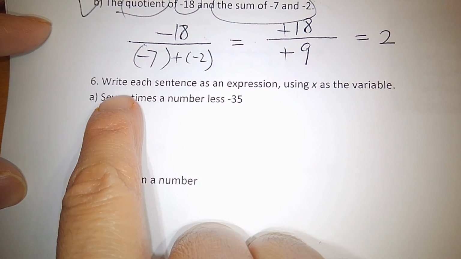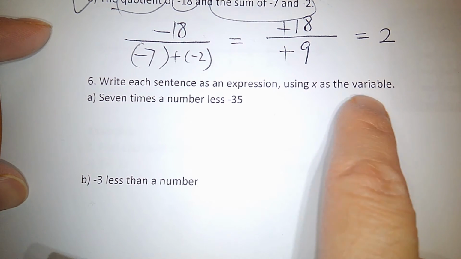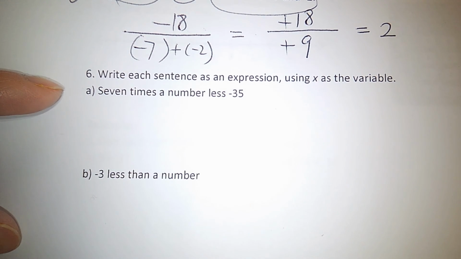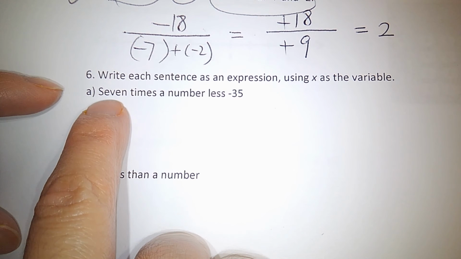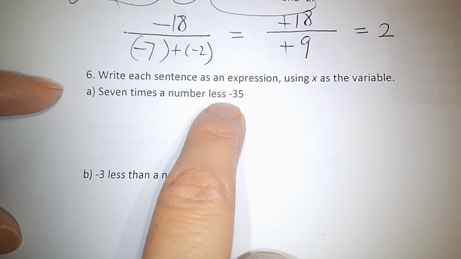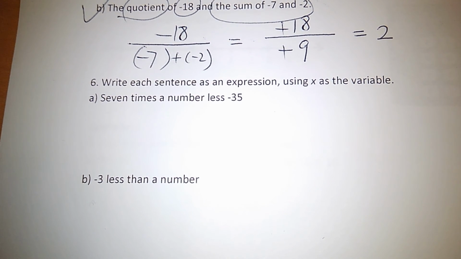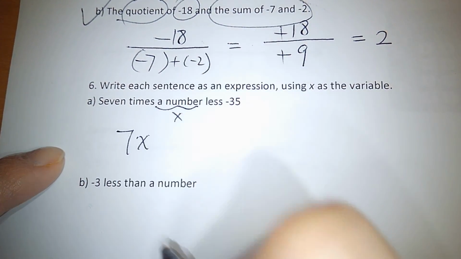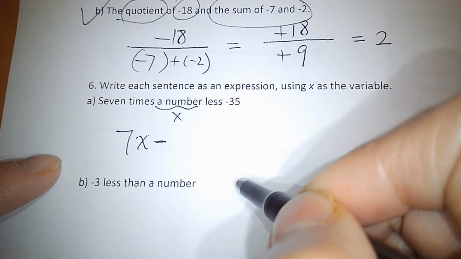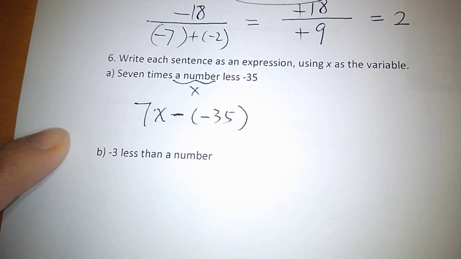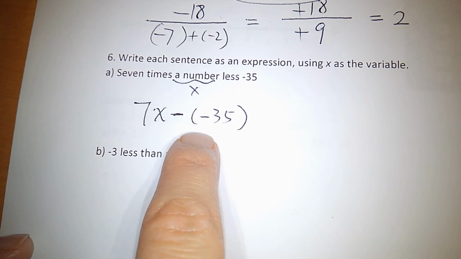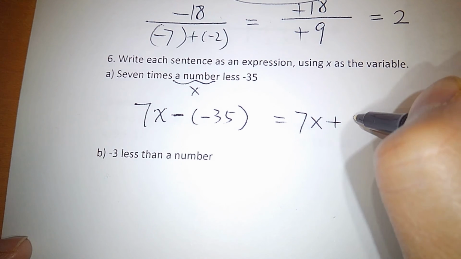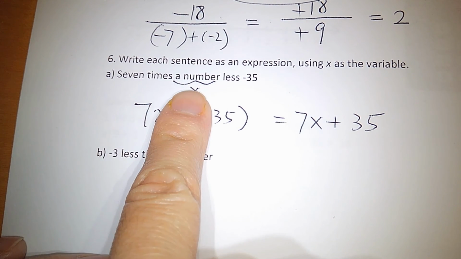Last type of the question is, write each sentence as an expression using x as a variable. Okay, so let's do both, okay? This number is x, okay? This number is x. What is 7 times a number less 35? What's 7 times a number? This number is x, right? So we should have 7x, right? Less, minus negative 35. 7x minus negative 35. Can we simplify? Minus negative becomes what? Plus 35.